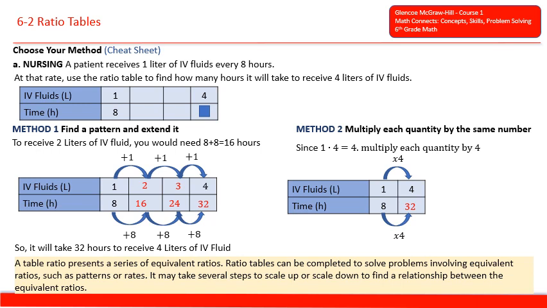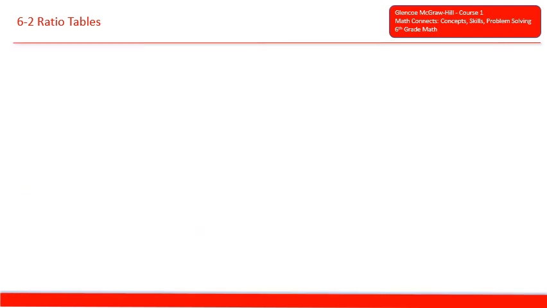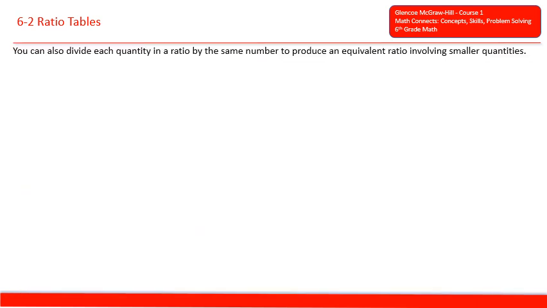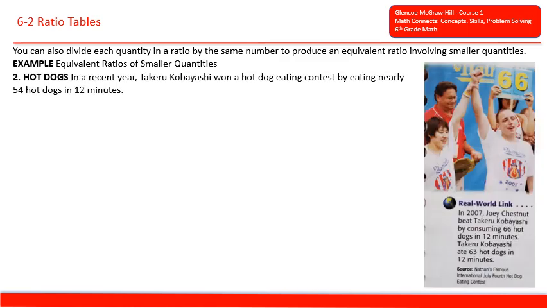The ratio table presents a series of equivalent ratios. Ratio tables can be completed to solve problems involving equivalent ratios, such as patterns or rates. It may take several steps to scale up or scale down to find a relationship between the equivalent ratios. You can also divide each quantity in a ratio by the same number to produce an equivalent ratio involving smaller quantities. Example, equivalent ratios of smaller quantities.